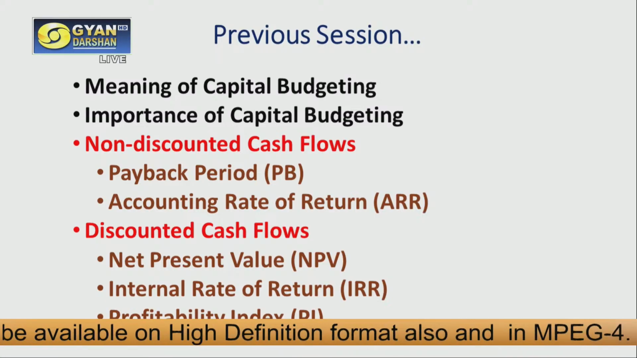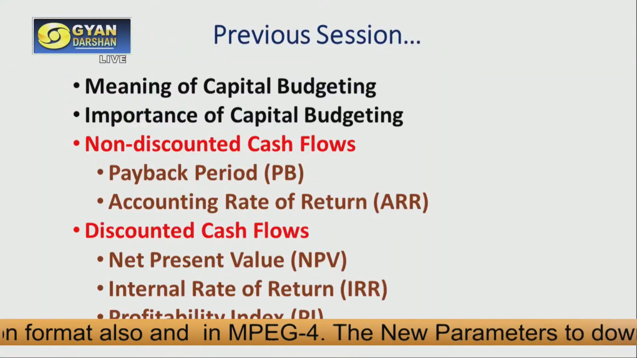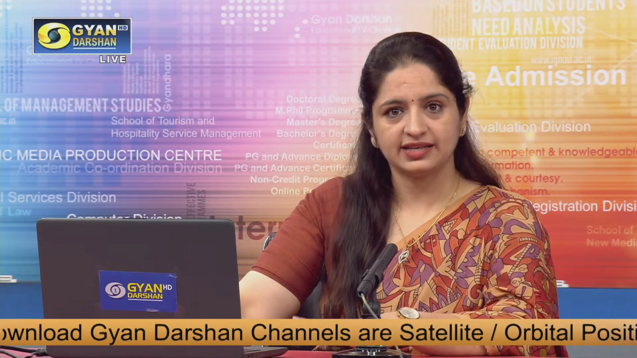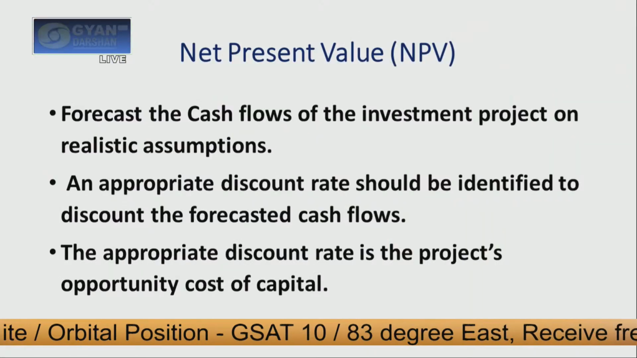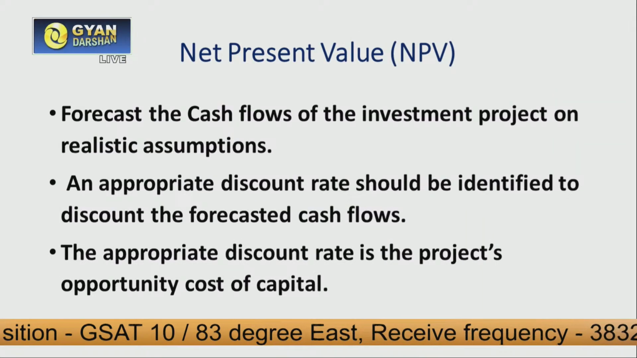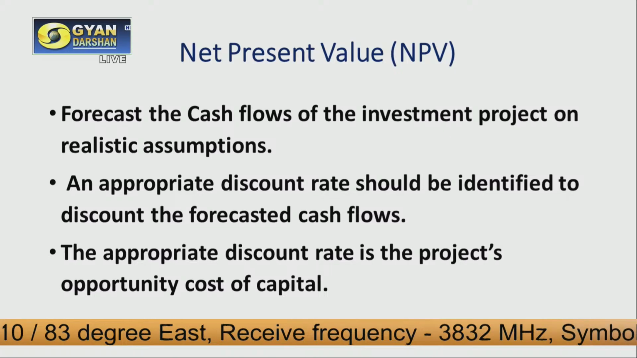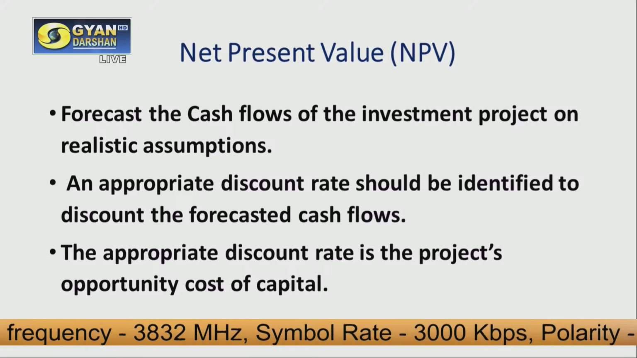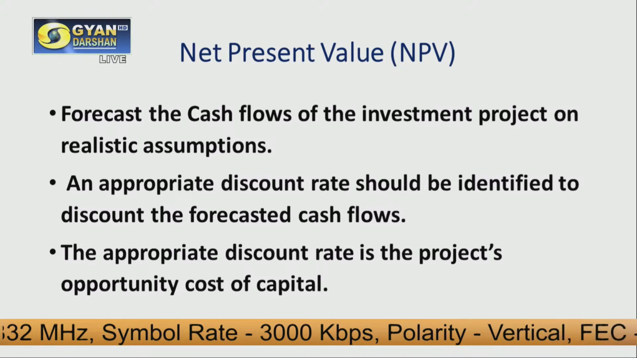And in today's session, we are going to talk about discounted cash flow methods, that is net present value, internal rate of return and profitability index. So without wasting time, let us start and talk about what these discounted cash flow methods are. Among these, the first one is net present value. This is the most widely used capital budgeting method, and from the examination point of view also, these two methods, NPV and IRR, are very, very important.